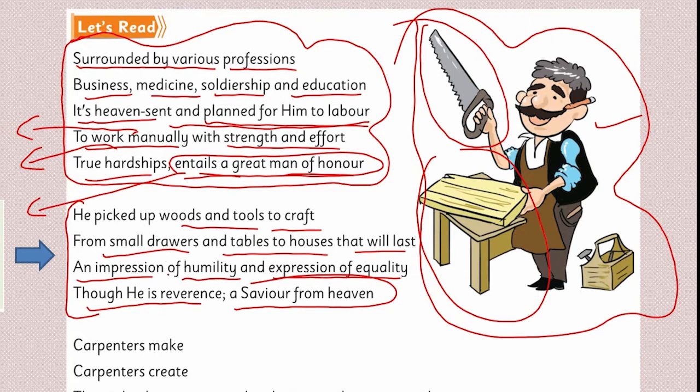An impression of humility means this profession here is very humble, and he gives an impression of humility, humbleness, and expression of equality, that he deserves equal honor and respect as other professions here in the world. So he's a reverence, a savior from heaven. Here the reverence means a respect for something or someone. He's a symbol of reverence, respect, a savior from heaven. He is sent to us by God, to make things for us.